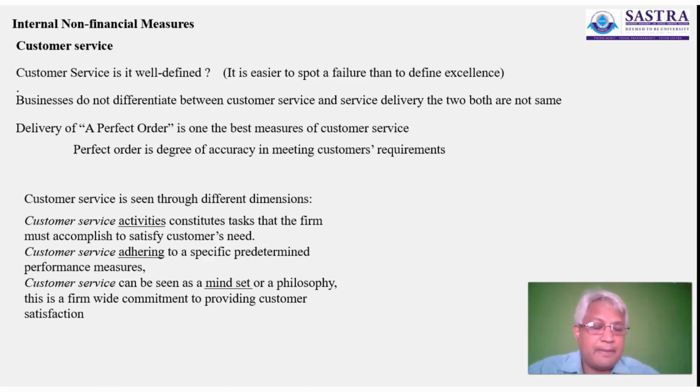Okay. So, again, we need certain metrics to define it. So, we will fall back on a perfect order, which is also one of the best measures of customer service. So here we define perfect order as a degree of accuracy in meeting customer requirements, and that is customer service. What is customer service is degree of accuracy. What is service delivery is to give what the customer wants. Both are linked to each other, but both are not the same.